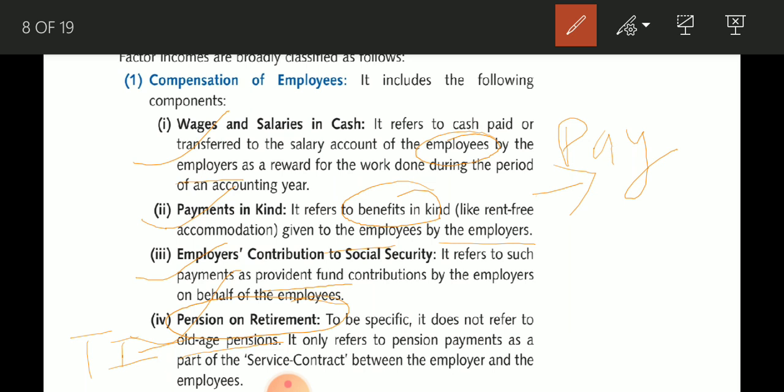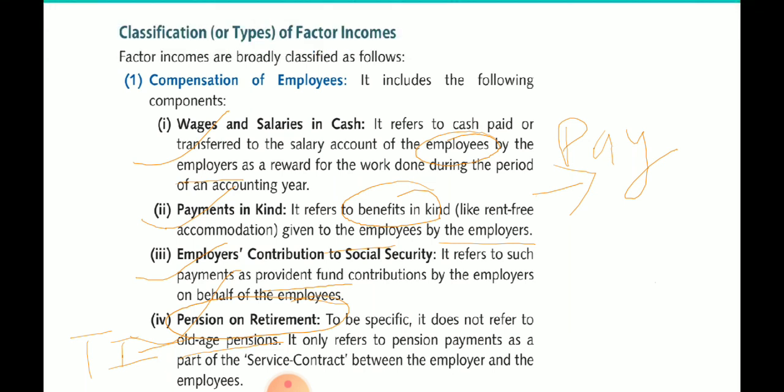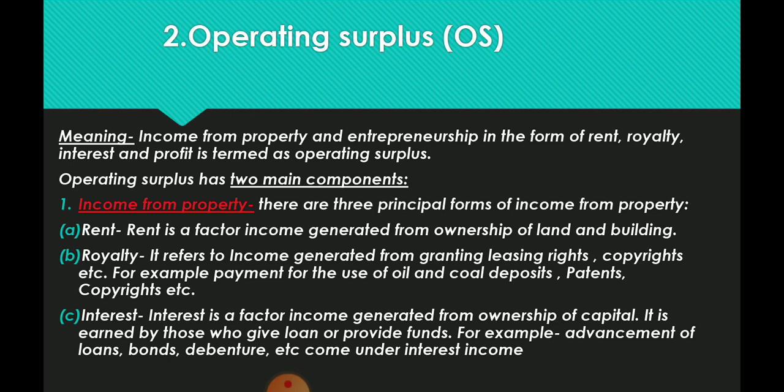Now let me explain the second component. The second component is operating surplus, known as OS. So what is its meaning? Income from property and entrepreneurship in the form of rent, royalty, interest, and profit is termed as operating surplus. In a very easy way, operating surplus is the sum total of rent, royalty, interest, and profit.